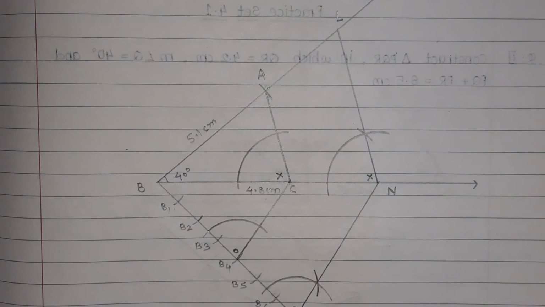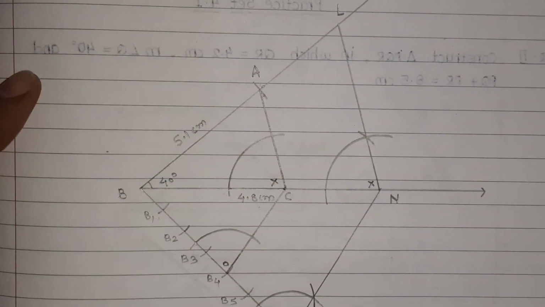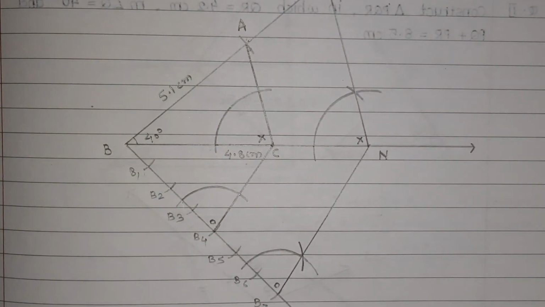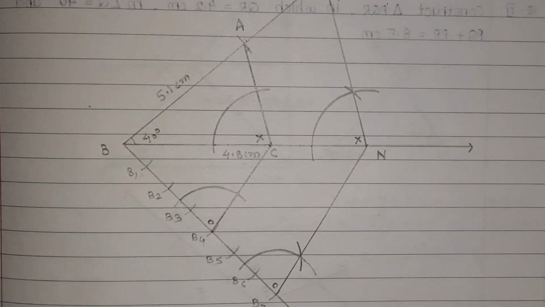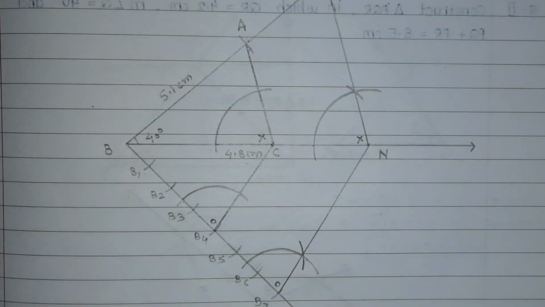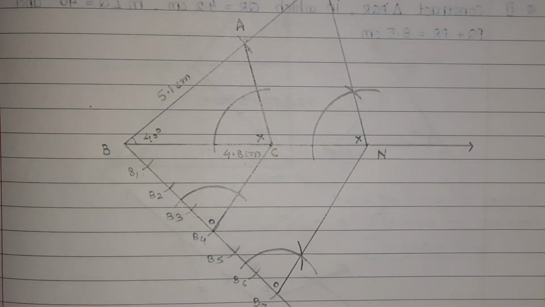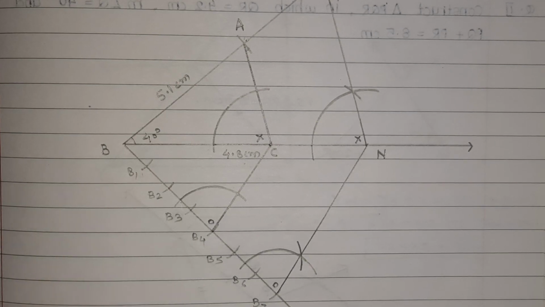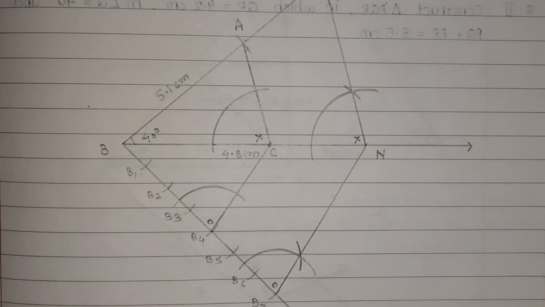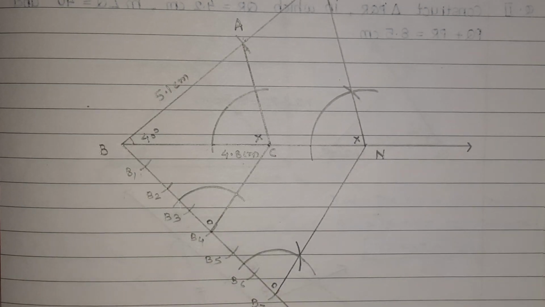Dear students, see the figure carefully, then try to construct the figure in your notebook. Dear student, here we completed the chapter number 4, geometric construction. The remaining sum from the problem set, try to solve yourself and do the practice. If you do the practice, then you will be able to draw the construction accurately and neatly. Thank you.